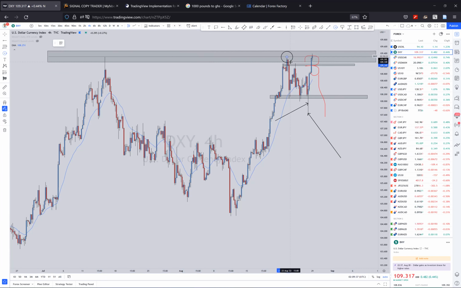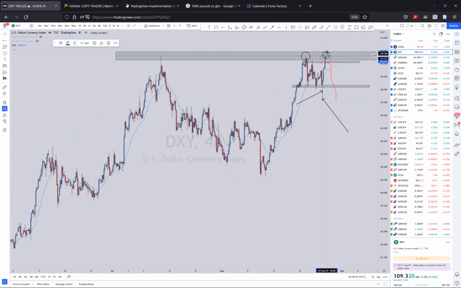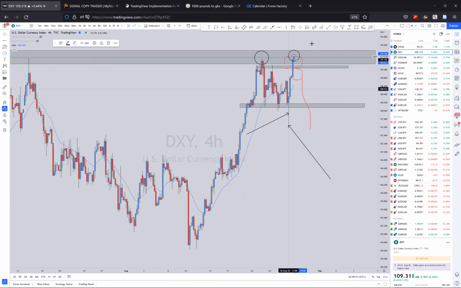It's giving this double top vibe here. So we'll keep an eye to see how it reacts. But if price makes an attempt to pull back and kind of reject this to the upside, we'll be going up long term because of what happened here.